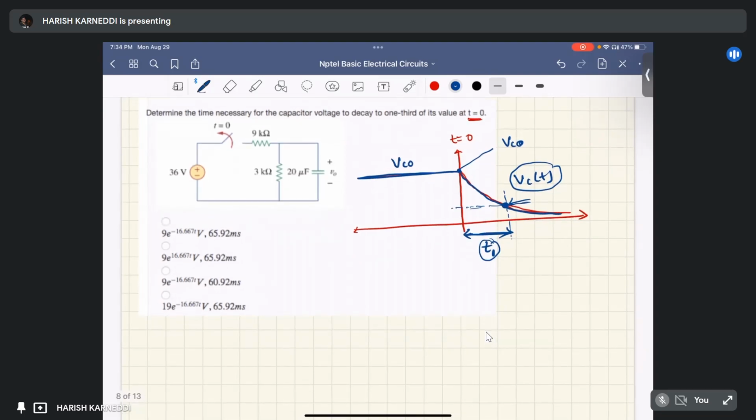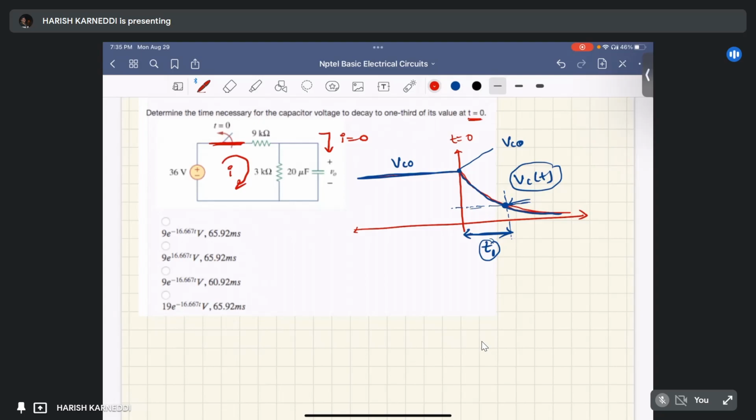Initially the switch is closed, same as the previous, and the circuit is in steady state since the capacitor is fully charged. So the voltage across this capacitor: in the previous case we applied KVL in this loop and found this current.